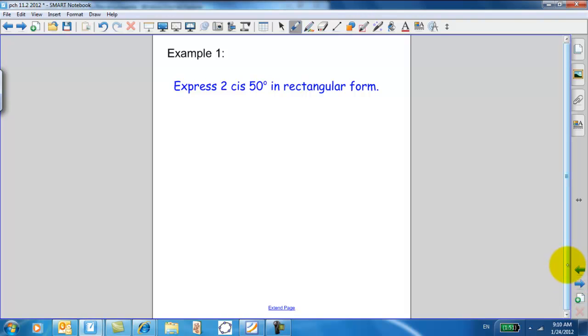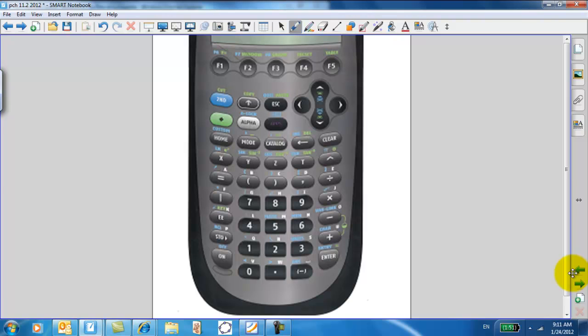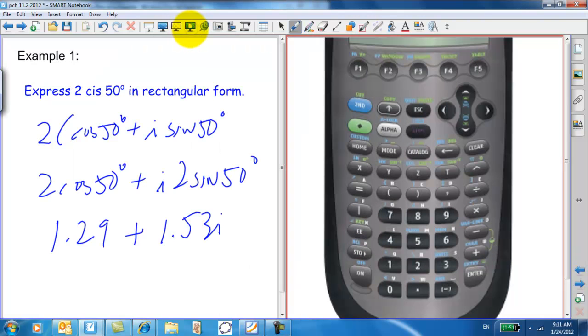Now, example 1: express 2 cis 50 in rectangular form. I'm going to show you two ways to do this. First, we can go through the formulas. 2 cis 50 means 2 times the cosine of 50 plus i times the sine of 50. So it's 2 cosine 50 plus i times 2 sine 50. You punch that into your calculator, and you get approximately 1.29 plus 1.53 times i. Now, there's another way to do this on your calculator. Let's take a look.